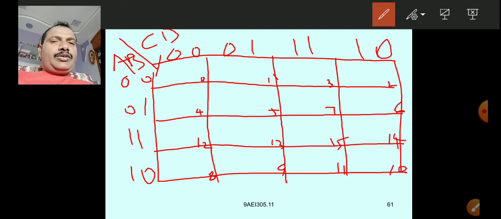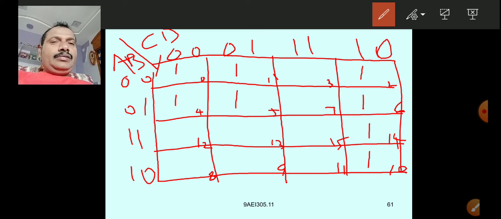After cell numbering, you have to fill the respective ones. 0 1 2, 0 1 2. Okay, filled. 4 5 6, 4 5 6, 10 11, 10 14, sorry, 10 14. Where is the 10th cell? Here, 10 14. Like this you have to fill.